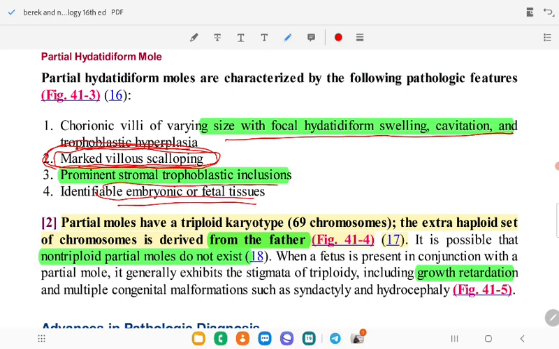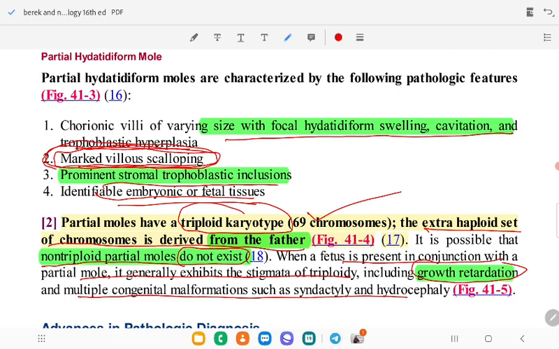The partial mole is always triploid, characterized by 69 chromosomes. The extra haploid set of chromosomes is derived from the father. Non-triploid partial moles do not exist. When a fetus is present in conjunction with the partial mole, it generally exhibits stigmata of triploidy, including growth retardation and multiple congenital anomalies such as syndactyly and hydrocephaly.